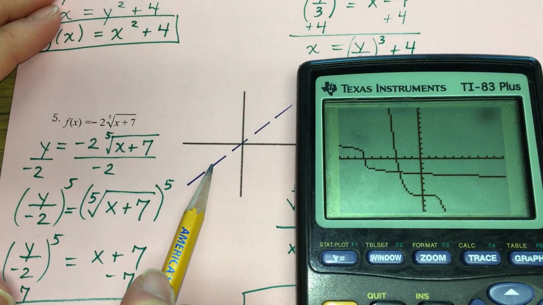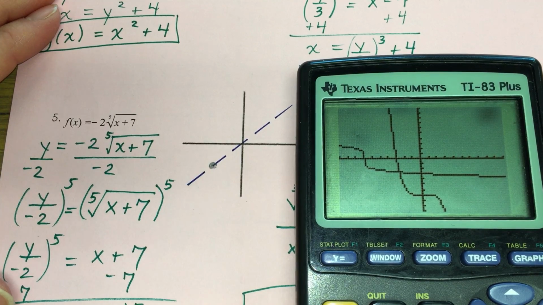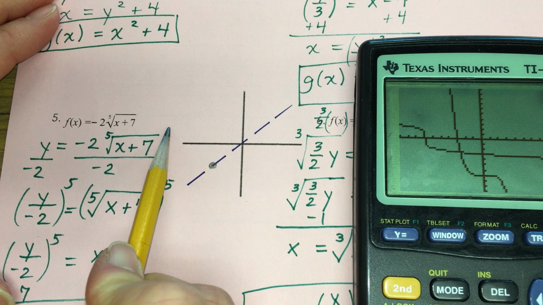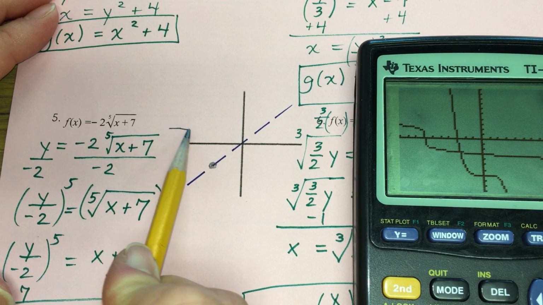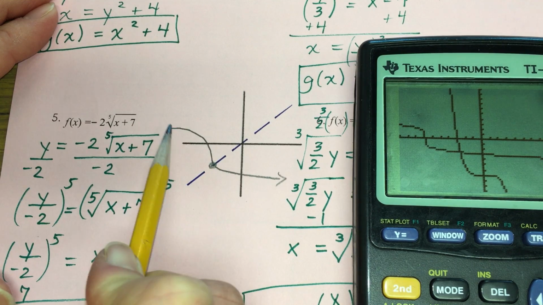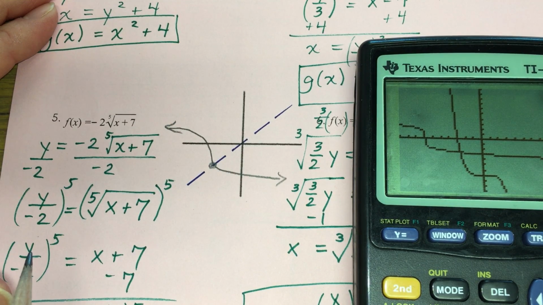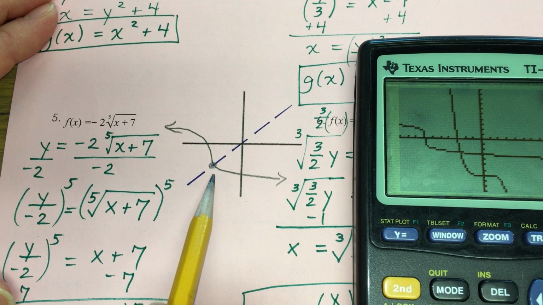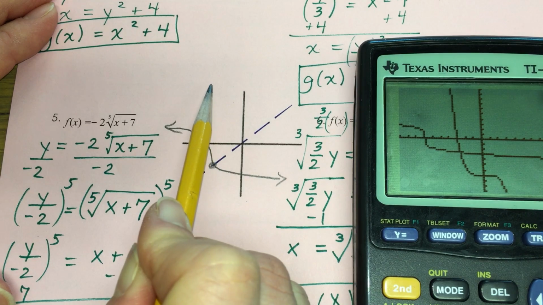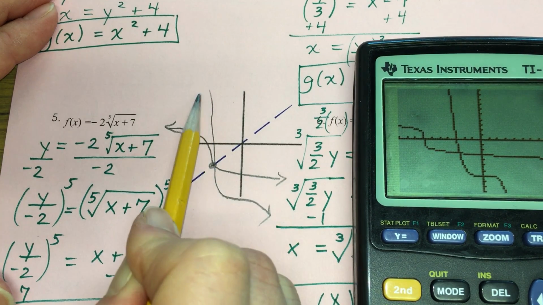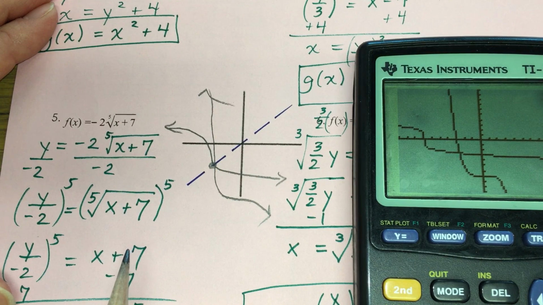Whew, all right, they intersect down here. And so I start to think about what these look like. We've got one, the fifth root function. It's a little like this. And then the fifth power function is a little like this. Decent.